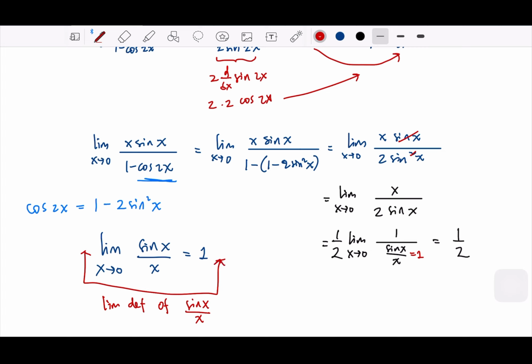I mean, what I don't understand is in that step, right? Mhm. X cancel is equal to 1 over. Oh, I understand. Okay. Yeah, just to remind you, whenever you have x over sine x, it's actually equal to the reciprocal of sine x over x, which is equal to 1.